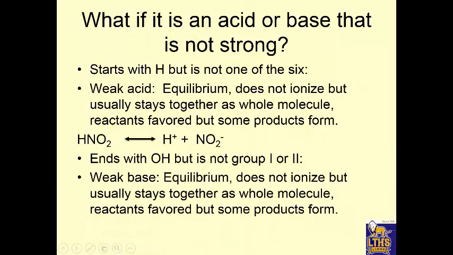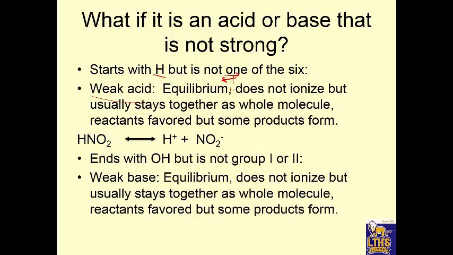Okay. What if an acid or base is not strong? So we're finally talking about what makes it weak. All right, so it starts with the H. That makes it an acid, but it's not one of those 6 on the list. It must be a weak acid. What weak acids do is equilibrium. Equilibrium: equal rate forward, equal rate reverse. So it doesn't ionize completely, but usually stays together as a whole molecule. And reactants are favored at equilibrium. But some products do form, or else it wouldn't be an acid.